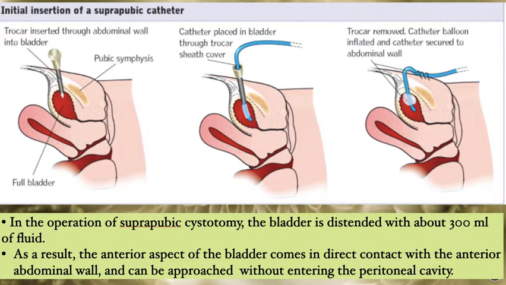Okay, so we have the suprapubic cystostomy in which the bladder is distended with about 300 ml of fluid, right? As a result, the anterior aspect of the bladder comes in contact with the anterior abdominal wall and can be approached without entering into the peritoneal cavity.